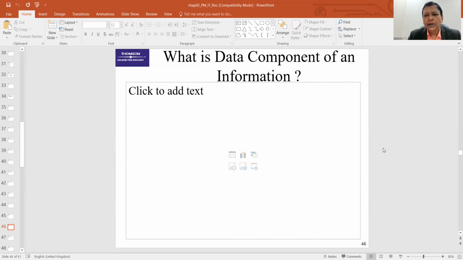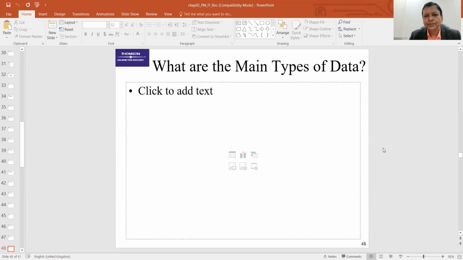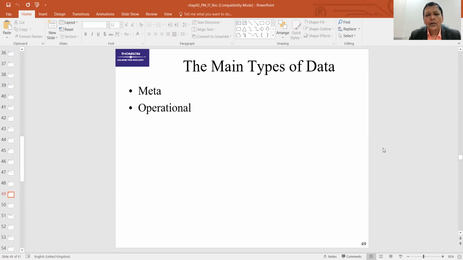What is the data component of an information system? Data is the raw facts about people, objects, and organizations. How many types of data in an information system? We have metadata and we have operational data. Metadata is the data that is used to define other data.